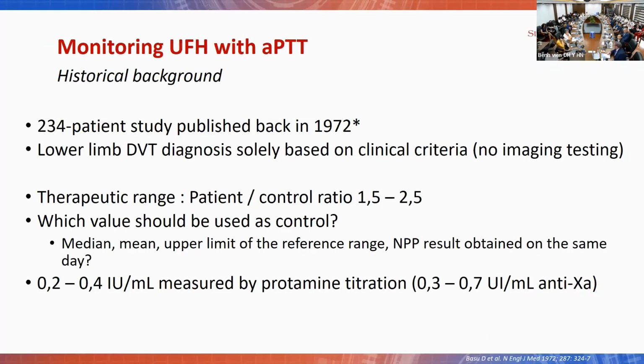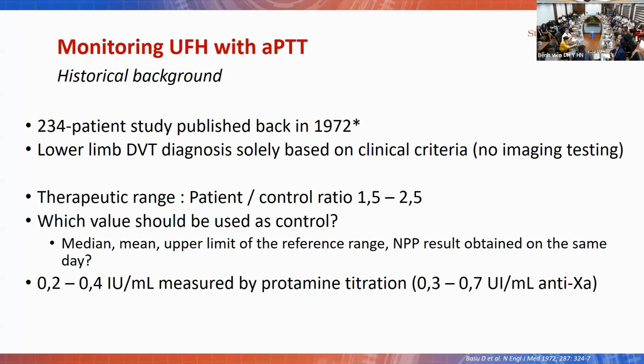So we will now focus on the monitoring of unfractionated heparin with the APTT. And this is a long story because it started in 1972 with a publication of a small series of patients, which is depicted here. So this is only a 234 patient study published in 1972. And those patients had a lower limb DVT diagnosis solely based on clinical criteria with no imaging testing. So this is a clear limitation of this study.